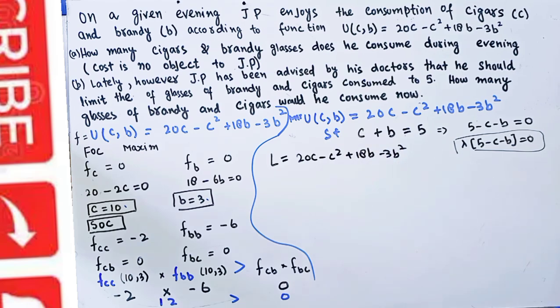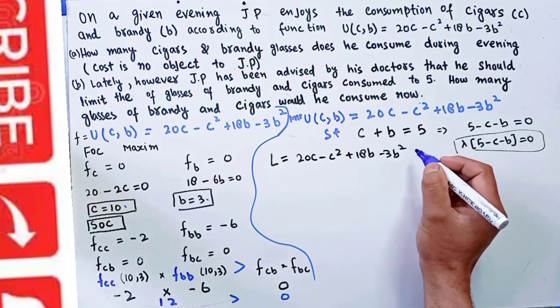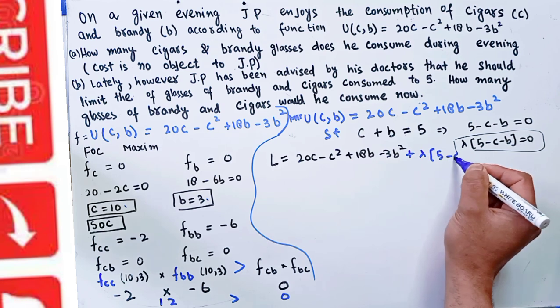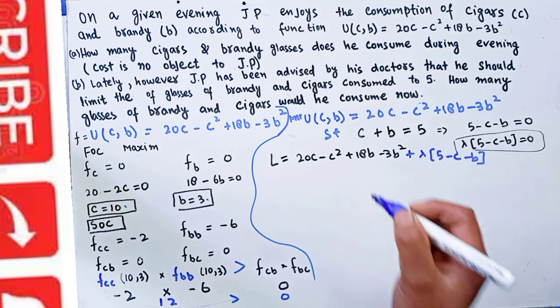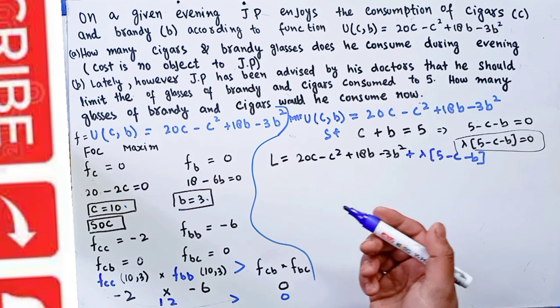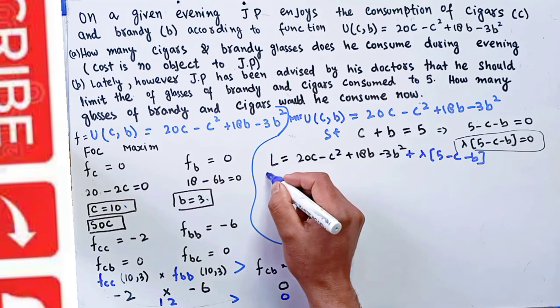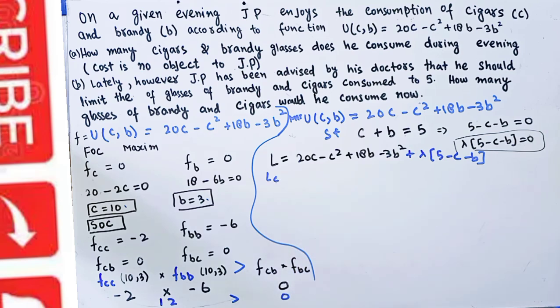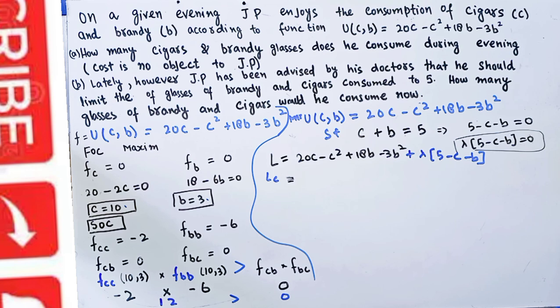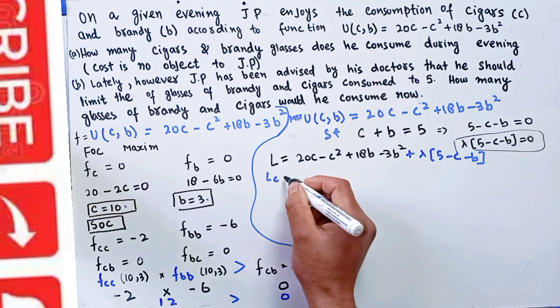To this I add the resulting constraint that I constructed, that is lambda times (5 minus c minus b). Okay, this is our Lagrange function. Now to find out the optimal bundles of cigars and brandy he will consume, we partially differentiate this function first with respect to cigars. So L subscript c.